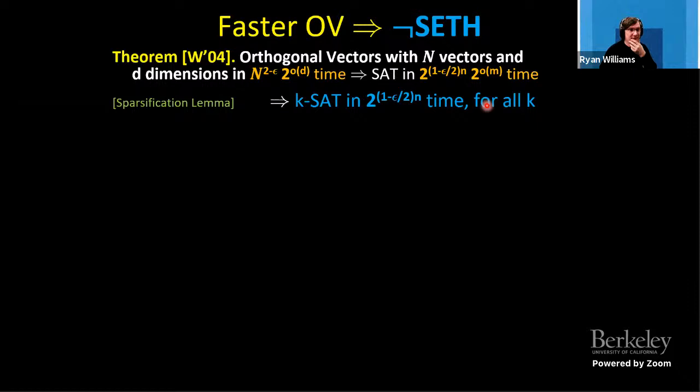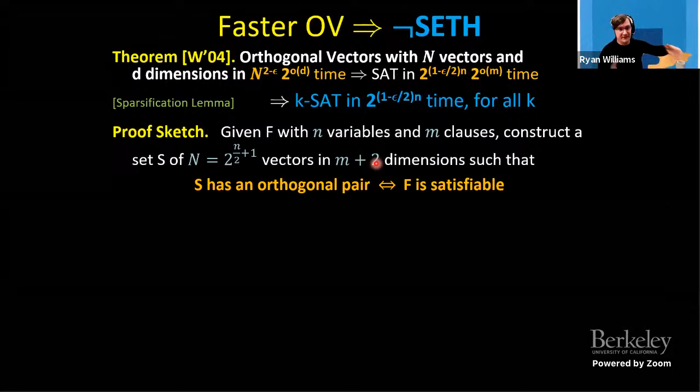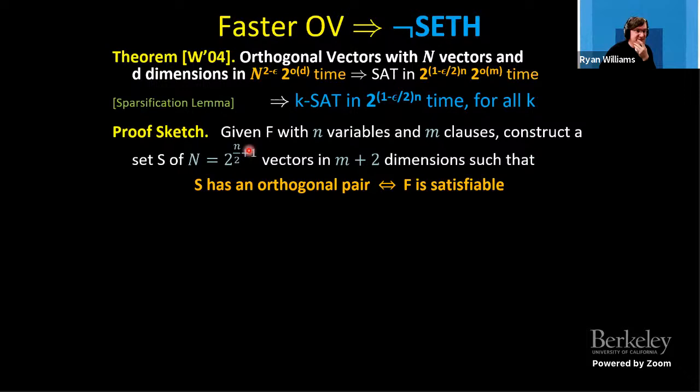So here's the proof sketch. Given a CNF with n variables and m clauses, we are going to do an exponential time reduction. We're going to construct a set of 2 to the n over 2, let's say plus 1, vectors. So that'll be our capital N. And they'll have m plus 2 dimensions, number of clauses plus 2, so that this set has an orthogonal pair if and only if the original formula is satisfiable, okay? And so if I can solve this problem faster than quadratic time, faster than capital N squared, I'll get a faster SAT algorithm. Okay, so let me see how the reduction works.